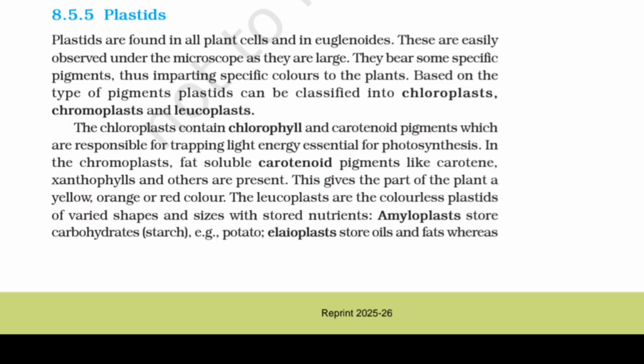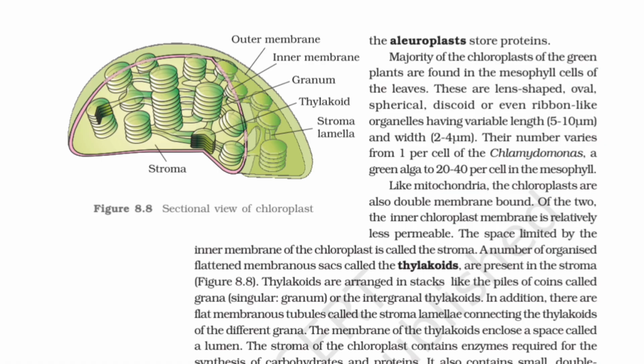The leucoplasts are the colorless plastids of varied shapes and sizes with stored nutrients. Amyloplasts store carbohydrate, starch, for example in potato. Elaioplasts store oils and fats, whereas the aleuroplasts store protein. The majority of the chloroplasts of the green plants are found in the mesophyll cells of the leaf.